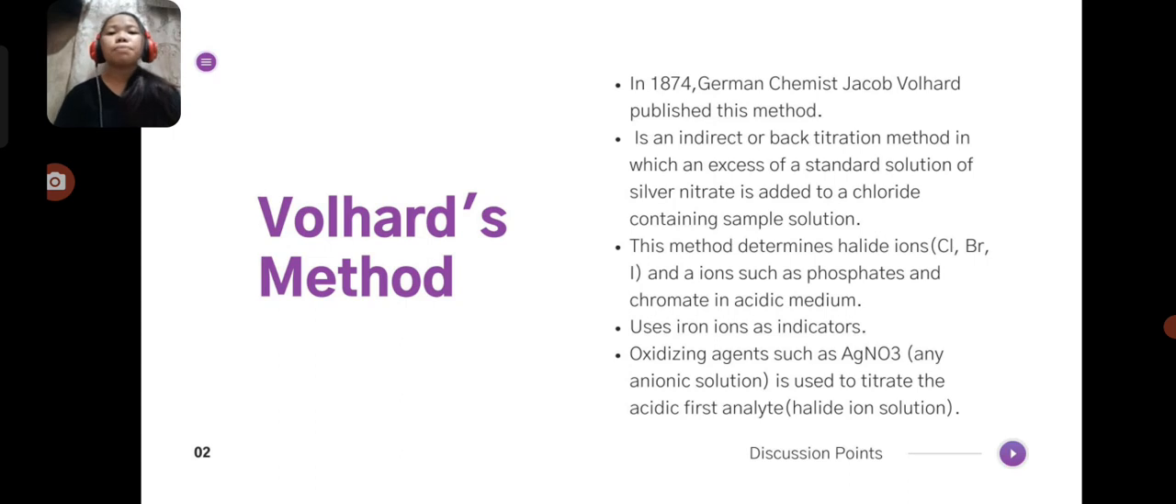Volhard's method was published by a German chemist named Jacob Volhard in 1874. It is an indirect or back titration method in which an excess of a standard solution of silver nitrate is added to a chloride-containing sample solution. This method determines halide ions such as chlorine, bromine, and iodine, and ions such as phosphates and chromate in acidic medium. It uses iron ions as indicators. AgNO3 or any anionic solution is used to titrate the acidic halide ion solution.